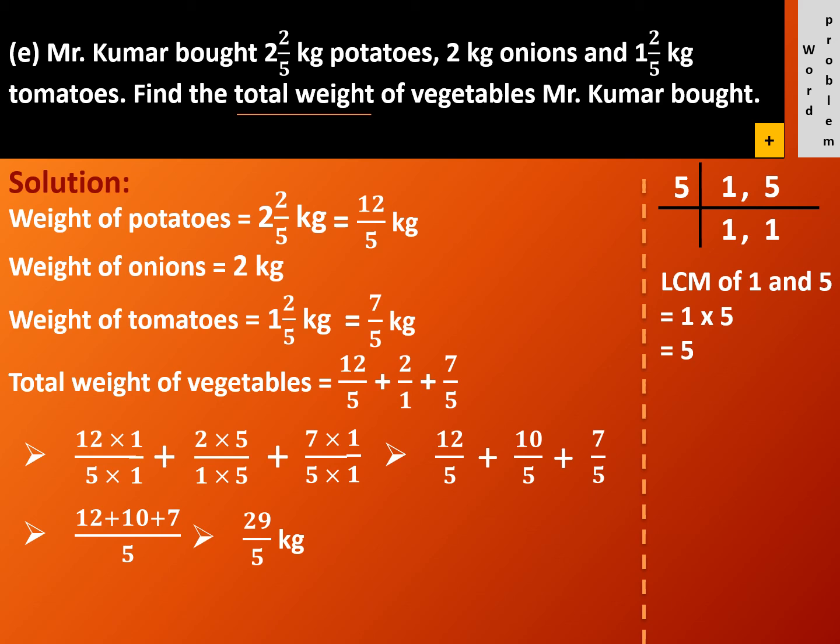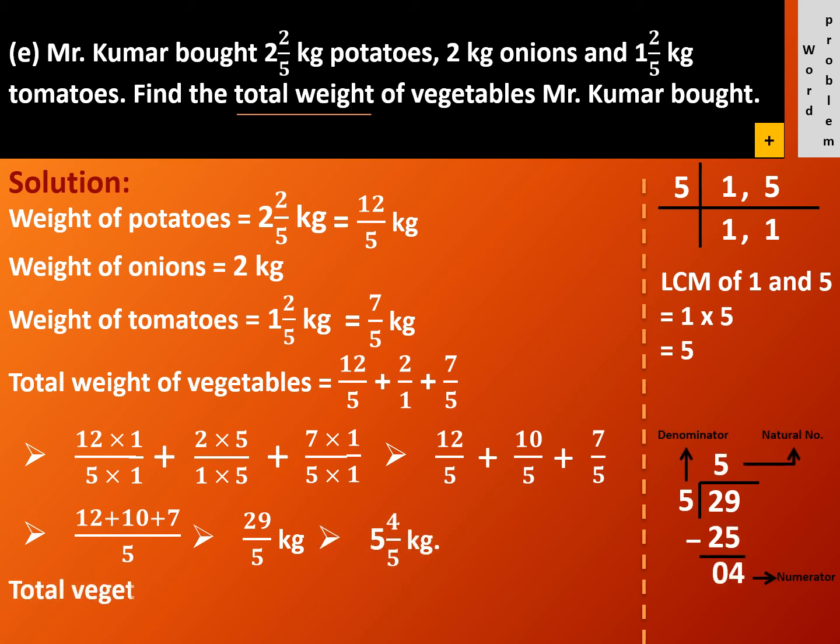See, 29 upon 5 is an improper fraction. So first we convert it into a mixed number. Everyone knows how we will convert into a mixed number. So the answer is 5 4 upon 5 kilogram. And the last statement is: total vegetables bought by Mr. Kumar is 5 4 upon 5 kilogram.